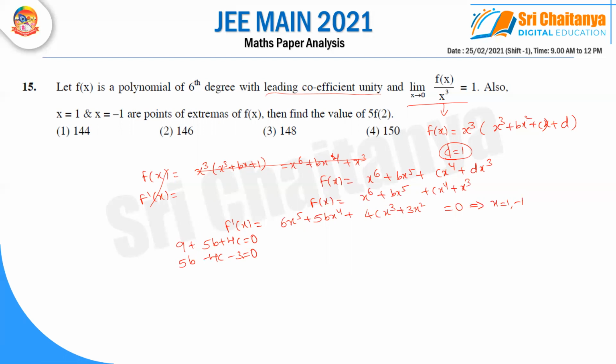So after finding that, finally I will be getting f of x as x power 6 minus 3 by 5 x power 5 minus 3 by 2 x power 4 plus x cube. He's asking 5f of 2. So just substitute the value of x as 2. You will be getting the answer as 144.